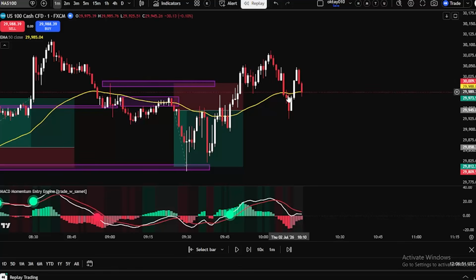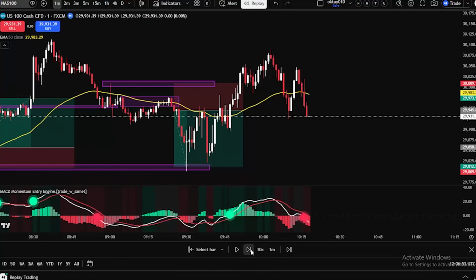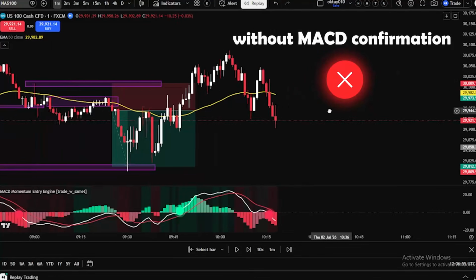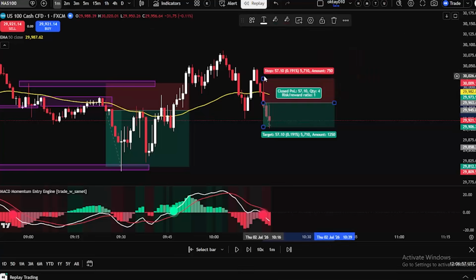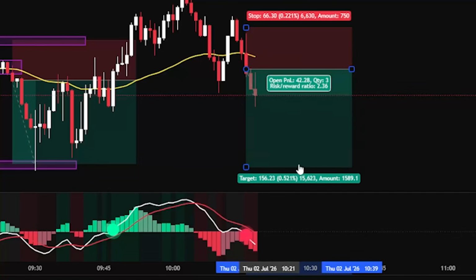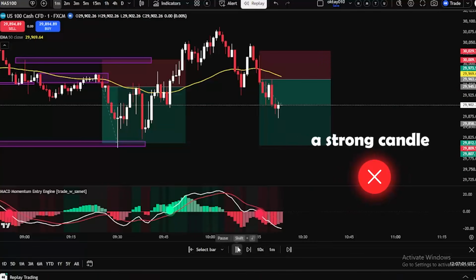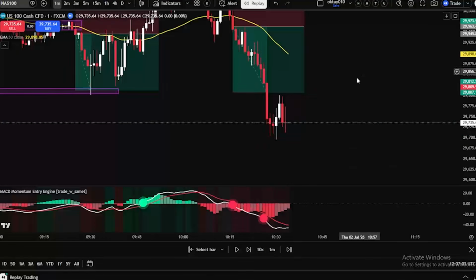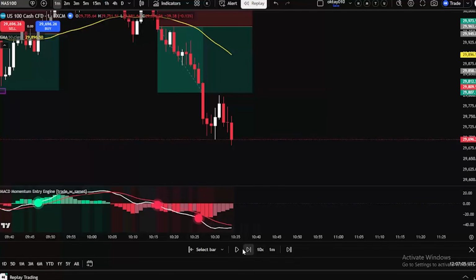NASDAQ pro tip. NASDAQ is very fast and volatile, so don't enter without MACD confirmation. Don't enter without a strong candle. Don't trade in ranges. Best case scenario, trade only in trending sessions.